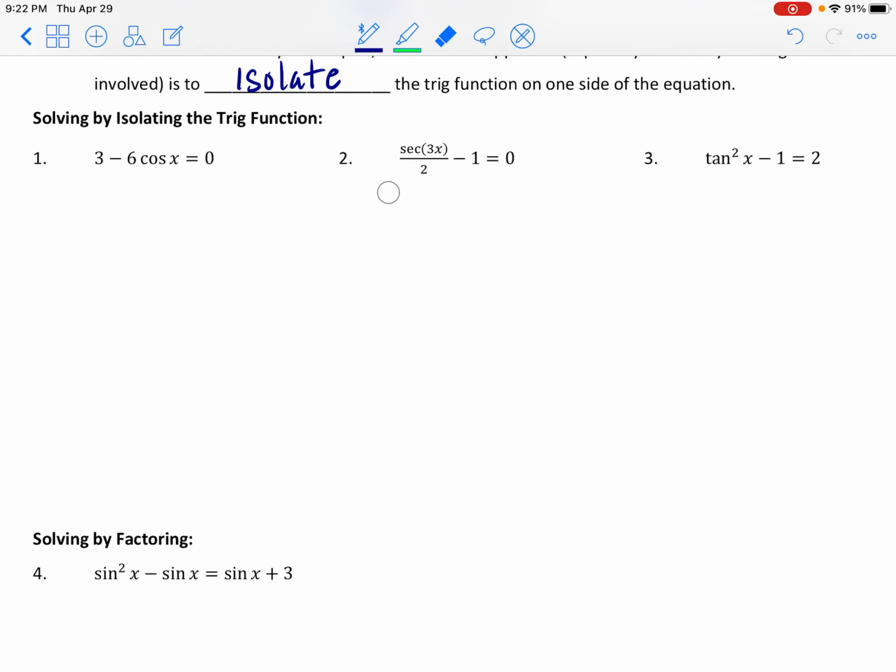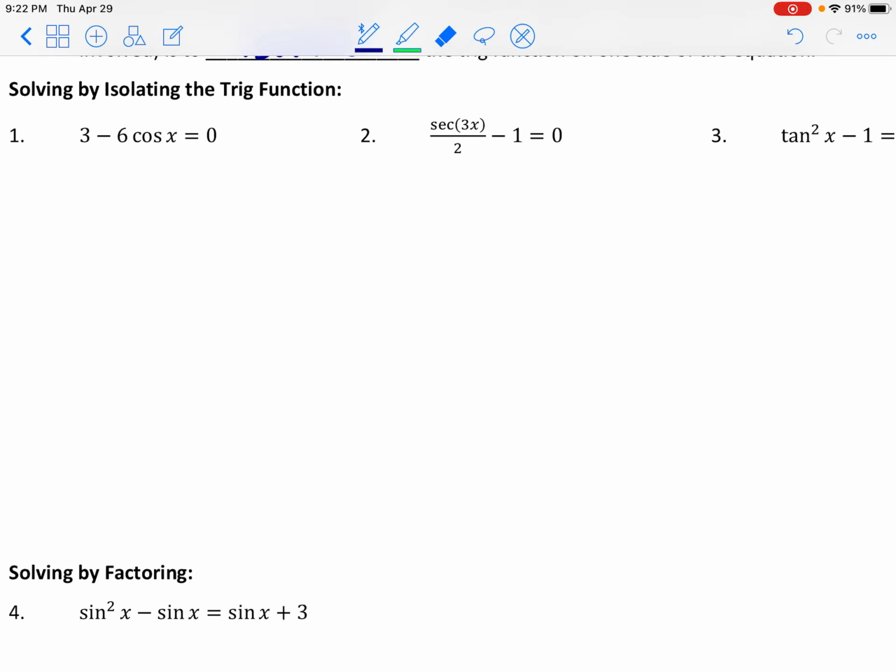All right, so for example here, if I wanted to solve by isolating, I want to get the cosine, the trig part of this, all by itself. So I might start by subtracting 3 from both sides, which would leave me a negative 6 cosine x equal to a negative 3. And then I could divide both sides by negative 6, which means the cosine of x would be equal to a positive 1/2.